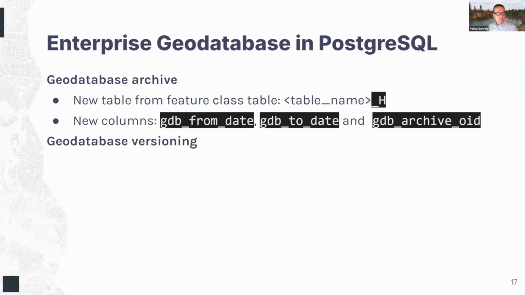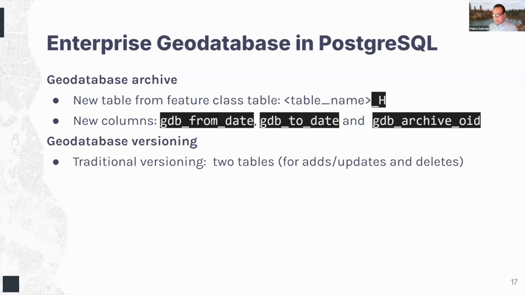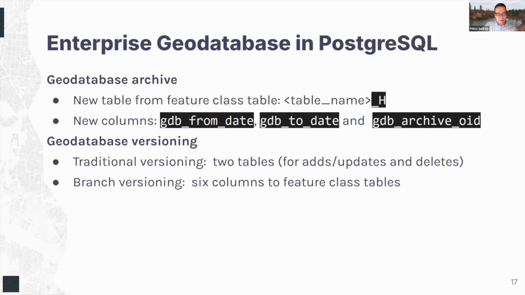Geodatabase has also versioning. So there is a traditional versioning where you have two tables for adds and updates and deletes. And if you want to export the data, you have to think about how to manage those versioning tables. And there's also branch versioning, which is a little bit of a newer thing. And there are 6 columns in the feature class tables, which you have to think about.